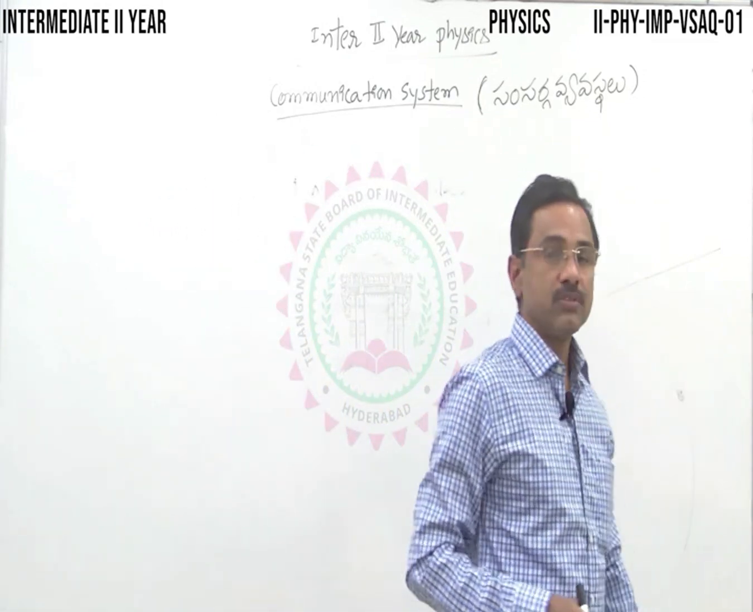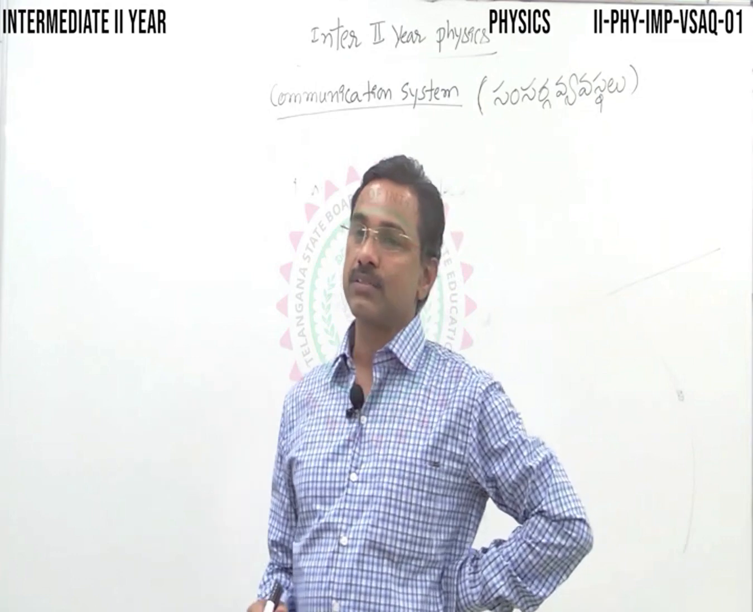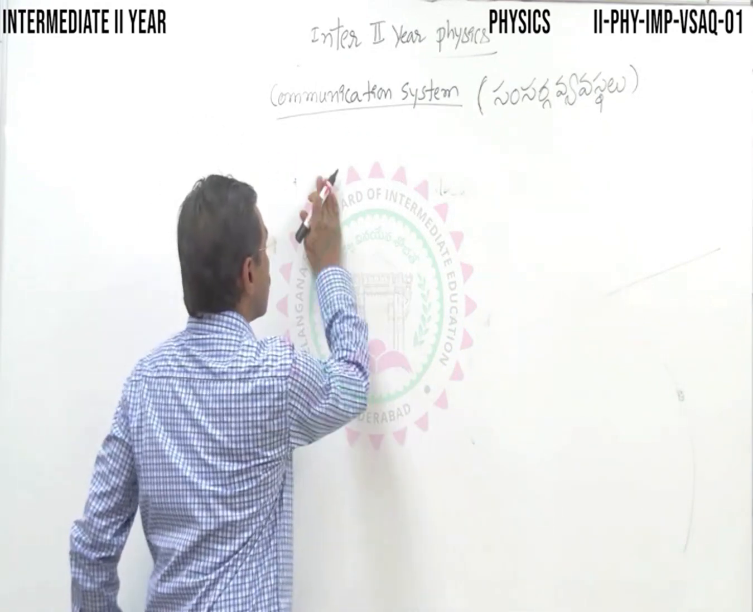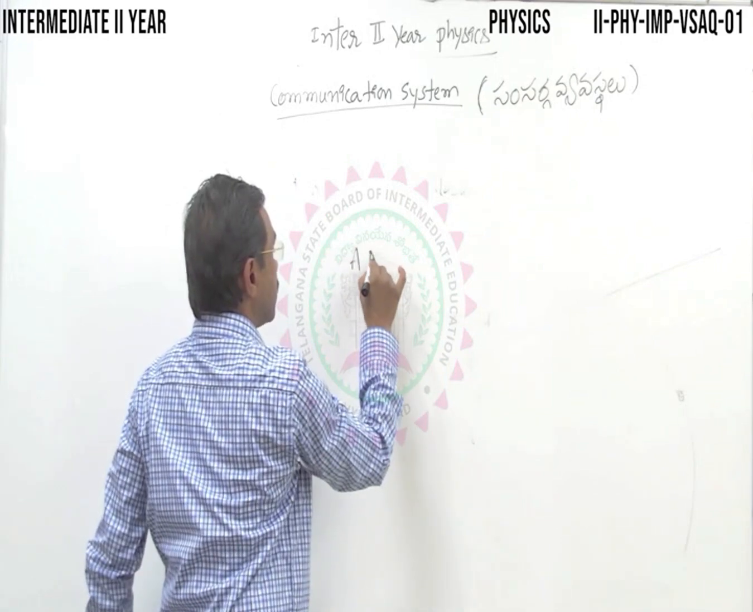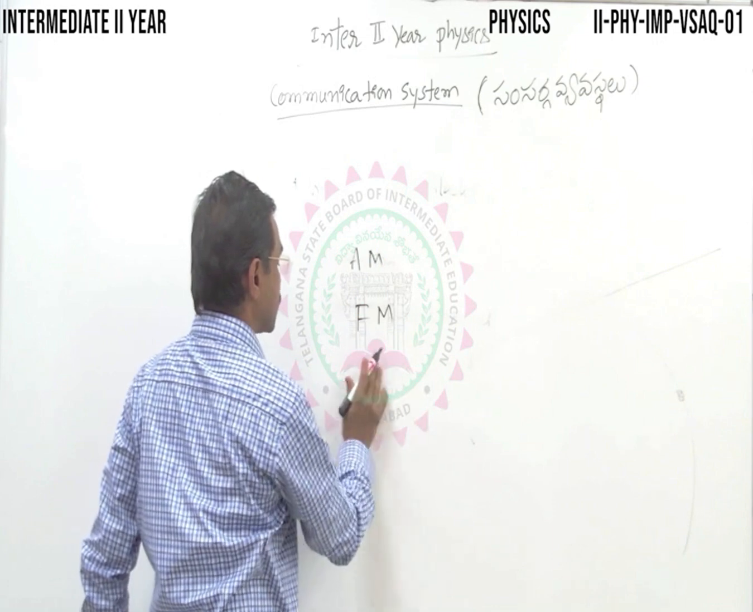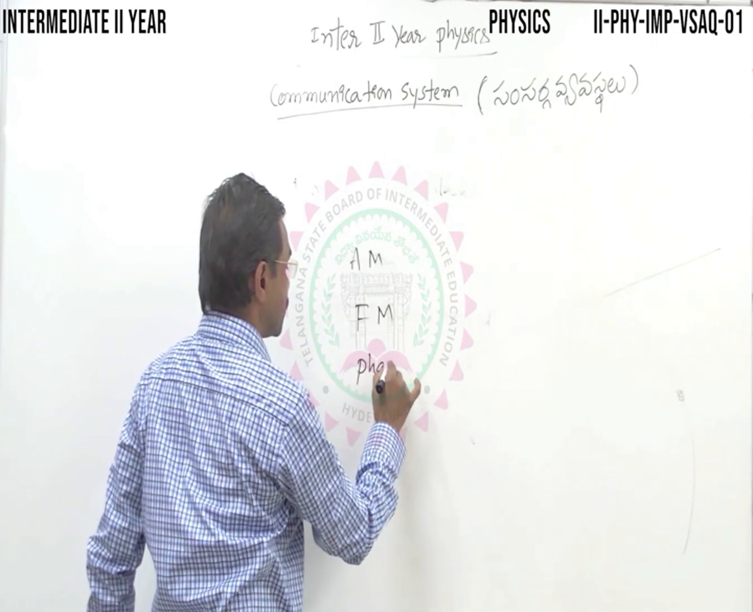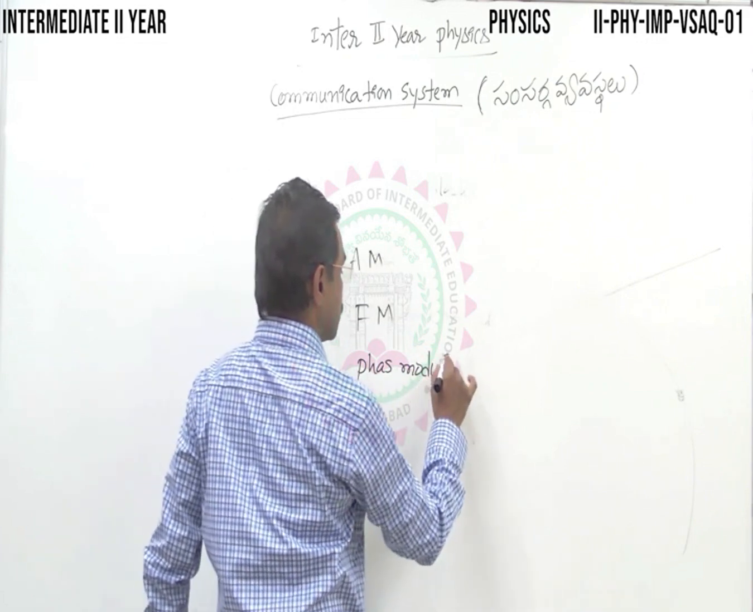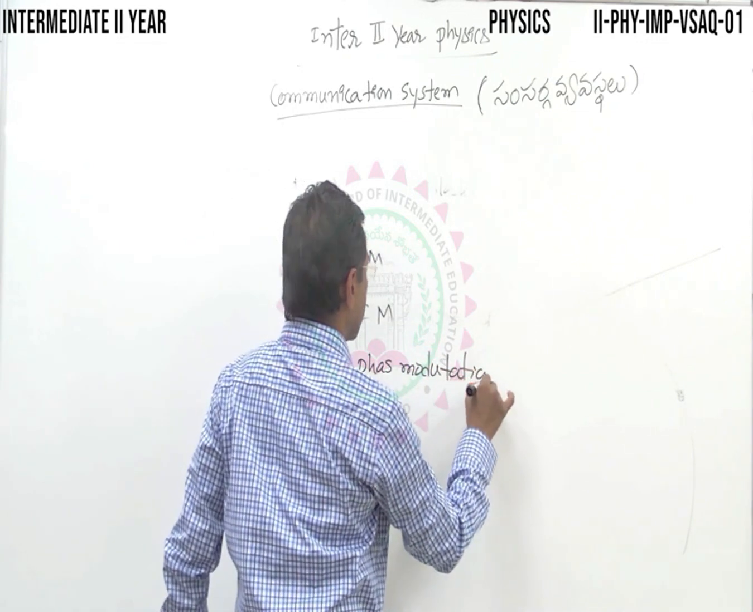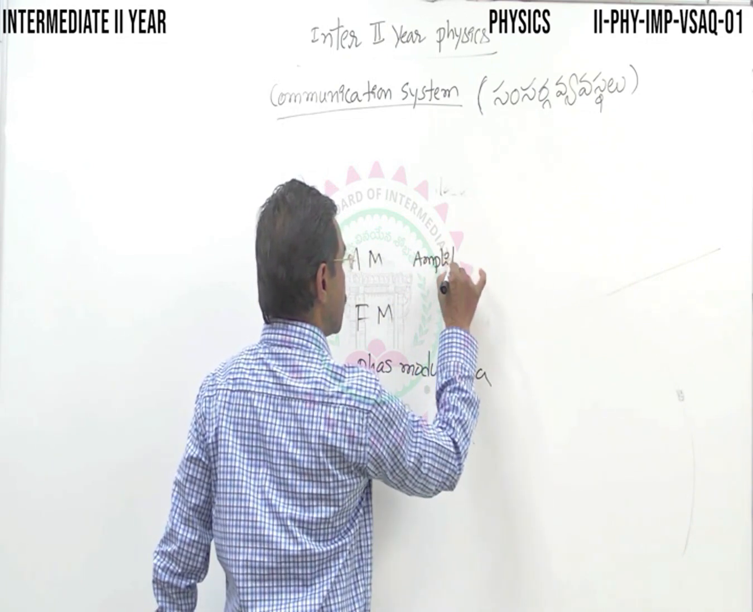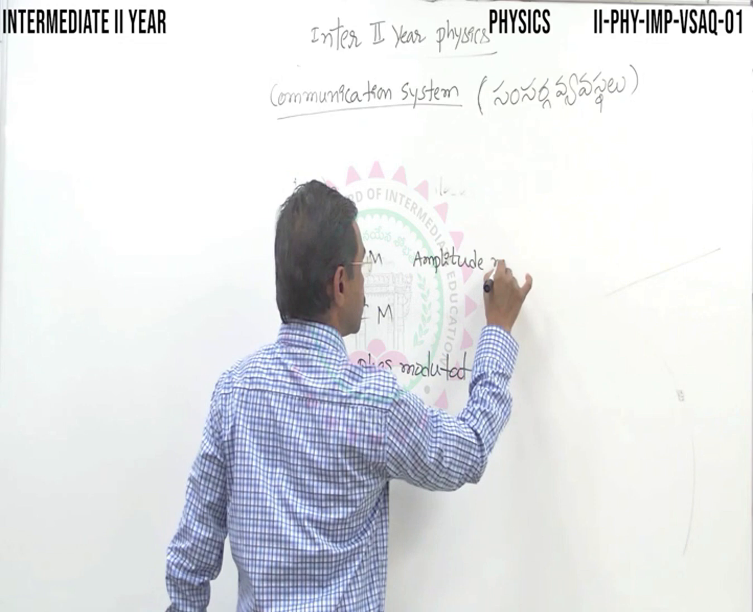Now we have three different techniques or methods for modulation. The first one is amplitude modulation, AM, then frequency modulation, FM, and the last one is phase modulation. Nowadays FM radios are very, very popular. So AM means amplitude modulation.